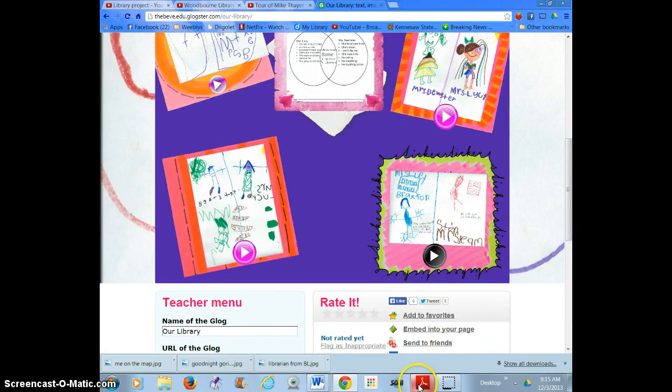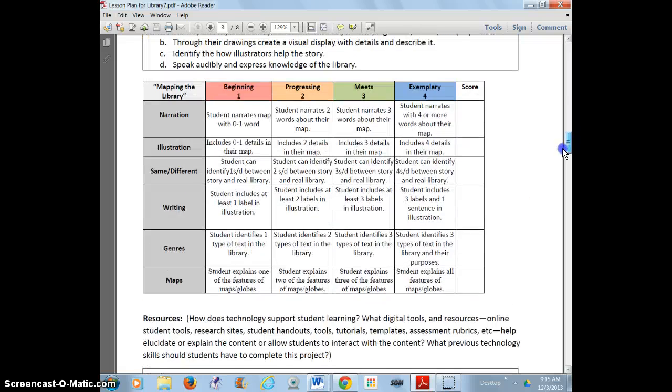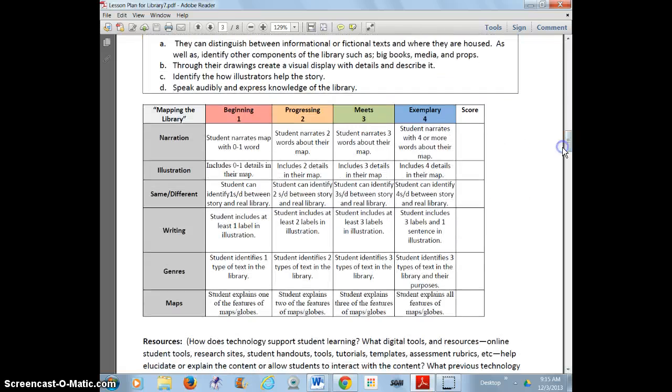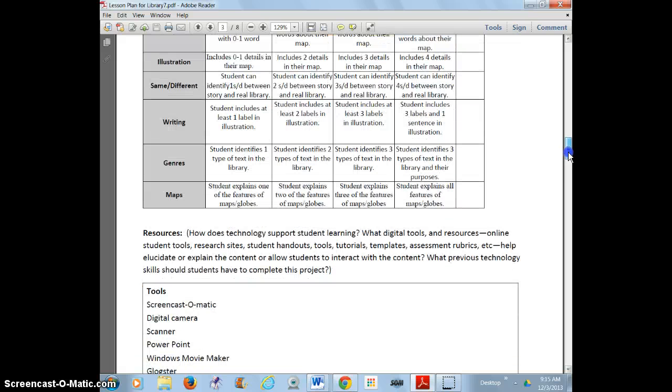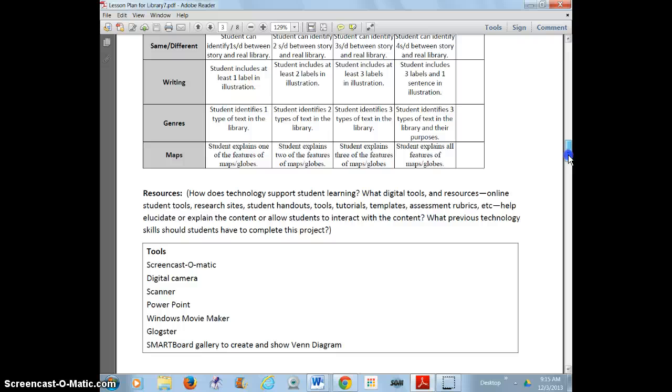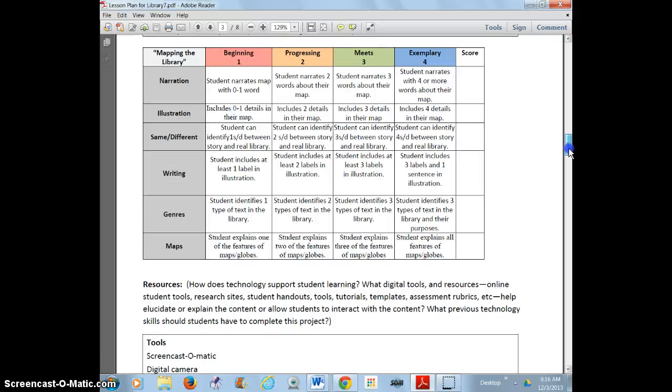Finally, I went back and I used a rubric to score the children on how well they did at their narration, their illustration, if they could identify something that was the same and different between the story librarian and our real librarian. And did students include at least one label in their illustrations? And you saw that most of them did, either by writing letters or numbers for the different shelves or by writing Miss Lucy or Miss Beamster's name.